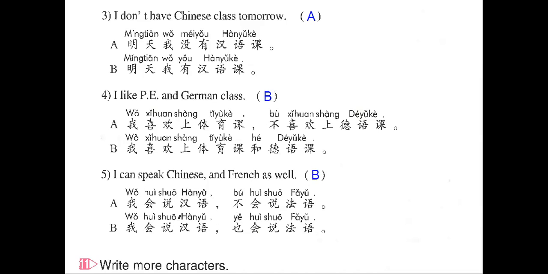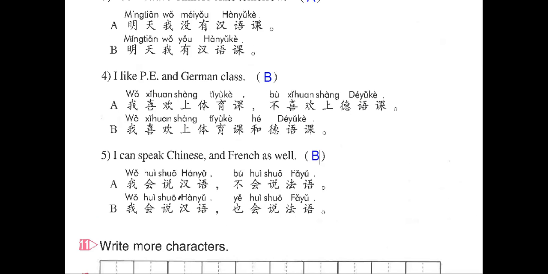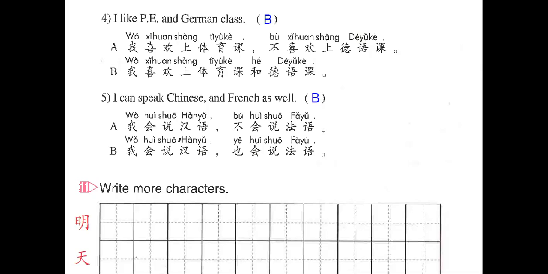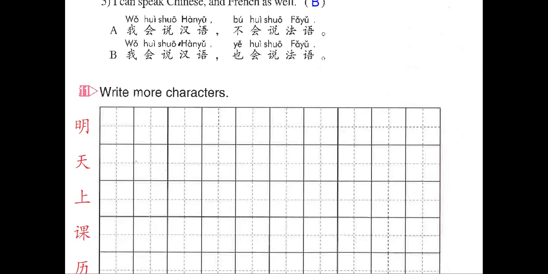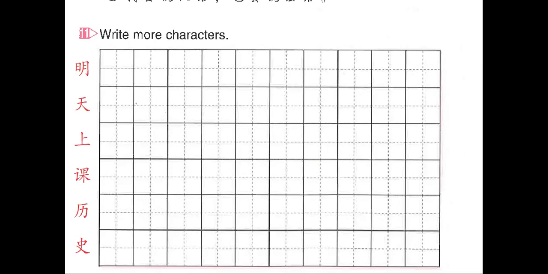In this exercise number 11, okay, the last one that we're going to correct in this video, we have to write different characters. So here you have some of my suggestions to you, okay? In this case, I'm suggesting you to review some of the vocabulary, some of the characters that we've been learning in this lesson, okay? The first one, 明. Second one, 天, 明天. So we form this word, 明天, tomorrow. 上课. We are talking about going to lessons, going to the classes. And the last one, 历史, which is history, okay?